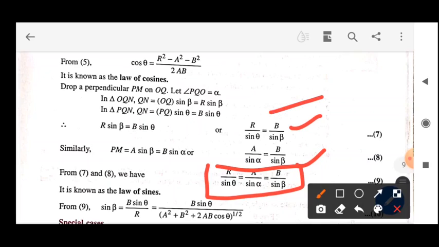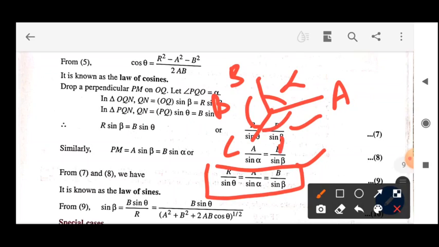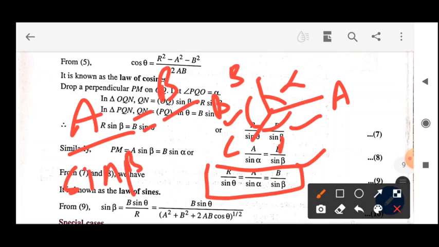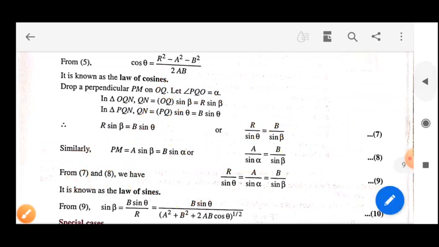This kind of figure we will obtain whenever three vectors are acting. Suppose this is our vector A, this is vector B, this is C. Here this angle is alpha, this angle is beta, and suppose this angle is gamma. According to the sine law, A upon the sine of the angle in front of A, which is beta, so A upon sine beta, is equal to B upon the front angle gamma, so sine gamma, and that is equal to C upon the front angle alpha, that is sine alpha. So this is called the sine law.